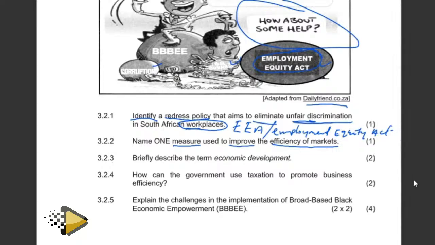What do we mean by the efficiency of the market, or the word efficiency? When we talk of the word efficiency, it means that there's no wastage of resources in that particular production of goods and services. Also, it means that whatsoever businesses have manufactured, or whatsoever businesses have processed with the aim of supplying, does match the level of demand for those goods and services. So now, if we check, the question needs one measure used to improve the efficiency of the market.